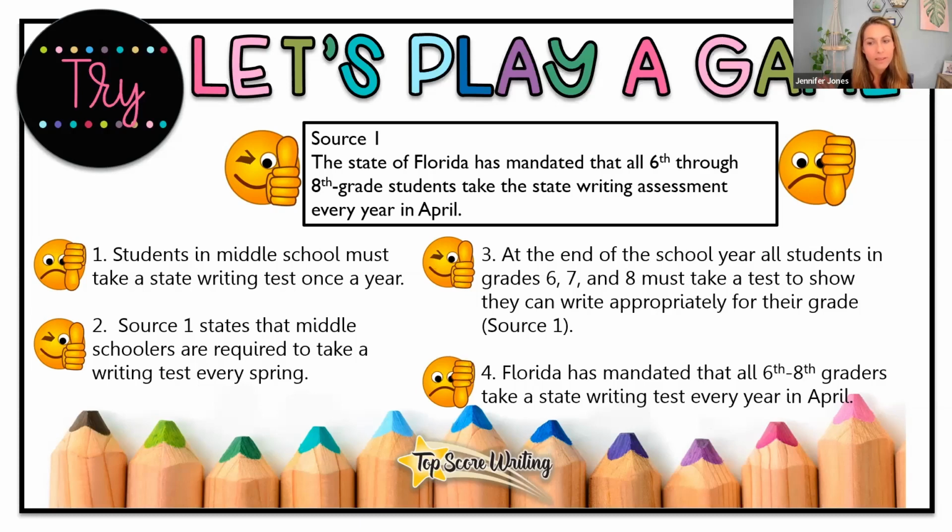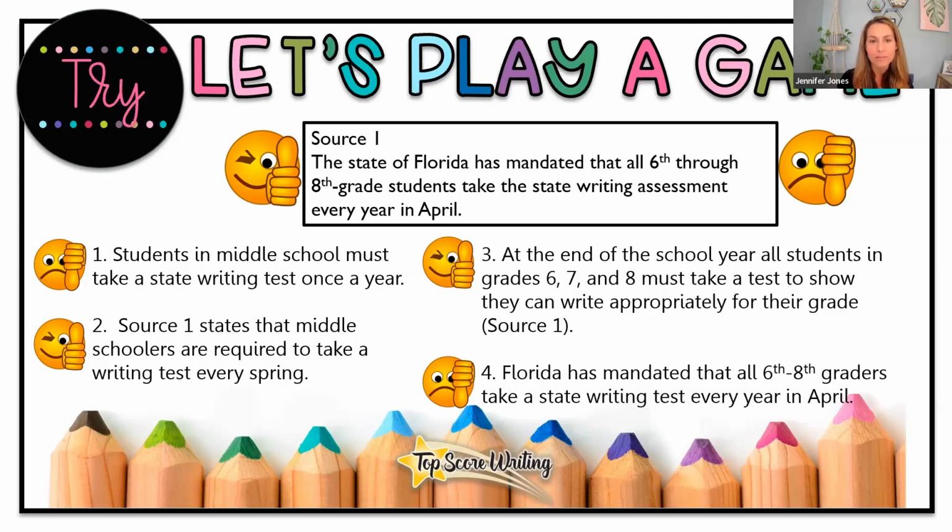Everything's wrong with this one, right? It's missing a reference or a citation. And also they use the same words that the article used. They said mandated. Well, mandated is in the source. They said 6th through 8th graders. That's the same language the source text used. They said April in their paraphrasing. And again, April was used in the source. So number 4 is a bad example because they did not use their own language and they did not include a complete reference.